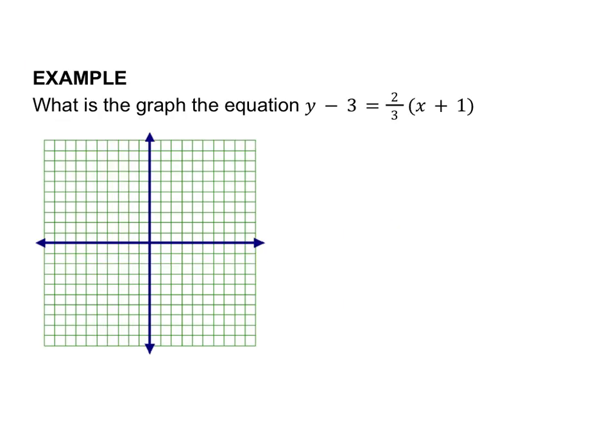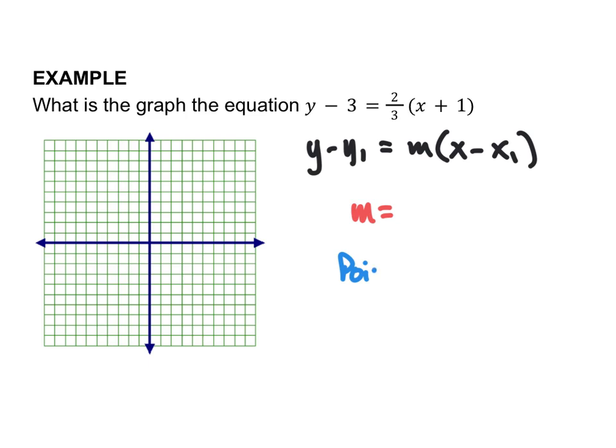Okay, on this problem, it wants you to graph the equation y minus 3 equals 2/3 times x plus 1. So what we want to figure out here is that this equation is in point slope form. All right, so if I write down our formula, I've got y minus y sub 1 is equal to m times x minus x sub 1. So what I want to figure out is our slope m, and then I want to figure out our point x sub 1 comma y sub 1.